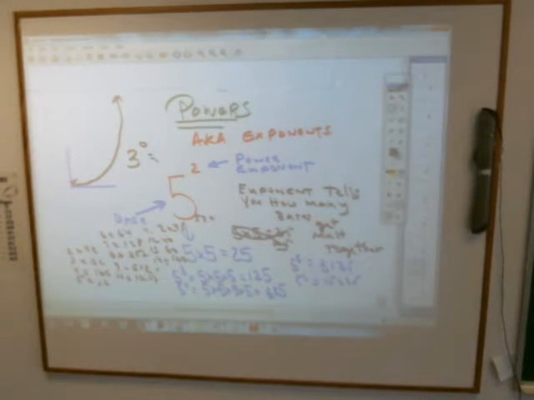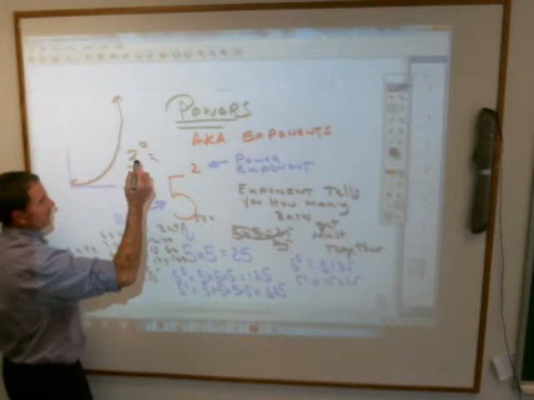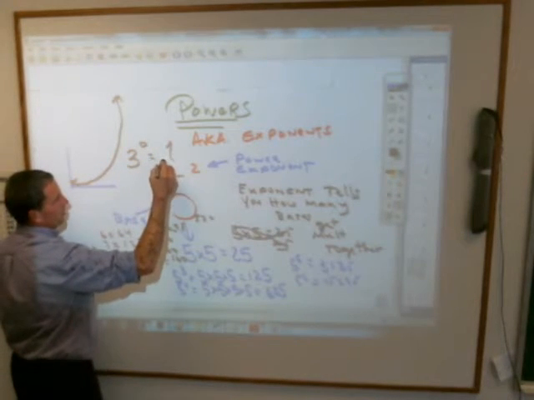Mitch says 0. That's a pretty decent guess. Drew says 3. So far we're 0 for 2 on that, believe it or not. It's neither 0 or 3. Anybody have a third guess? I'll tell you. Anything to the 0 power is 1.